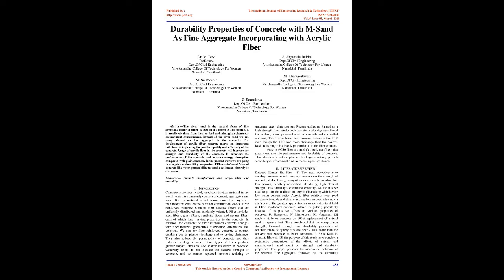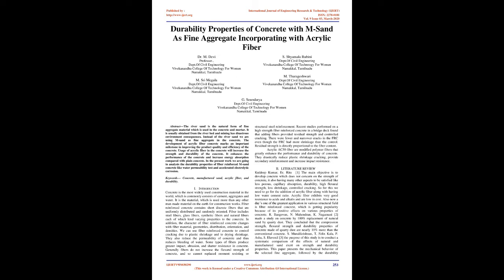We can use fiber-reinforced concrete to control cracking due to plastic shrinkage and drying shrinkage. They also reduce the permeability of concrete and thus reduce bleeding of water. Some types of fibers produce greater impact, abrasion, and shatter resistance in concrete. Generally, fibers do not increase the flexural strength of concrete, and so cannot replace moment-resisting or structural steel reinforcement.